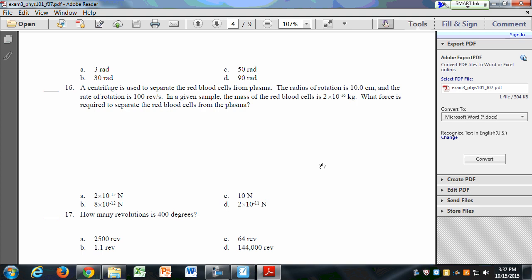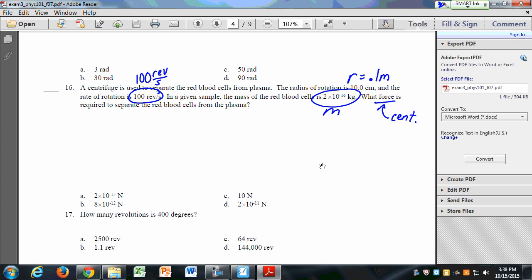The radius of the rotation is 10 centimeters, so R is 0.1 meters, and the rate of rotation is 100 revolutions per second. In a given sample, the mass of the red blood cells is 2 times 10 to the minus 16, so that's M. And I want to know what force is required to separate the red blood cells from the plasma. So this force is the centripetal force, or it acts as a centripetal force.